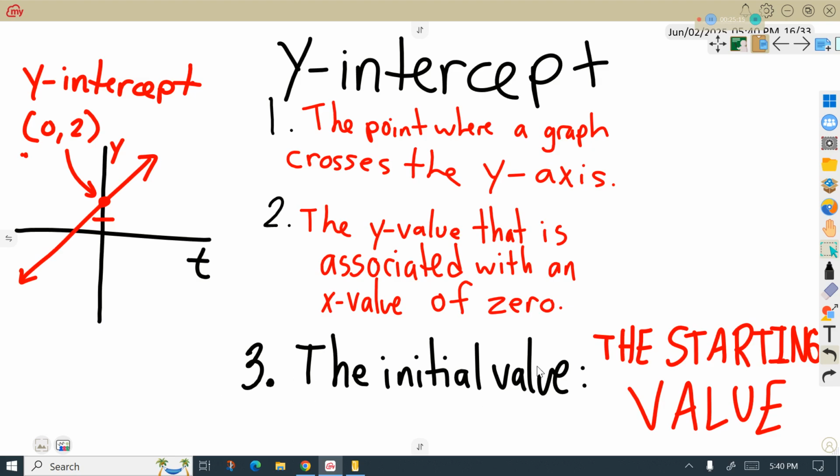We also think about this as the initial value, the starting value, because if x value is 0, well, as I told you guys, when you do math with physics, we use the x-axis to be time. And because time equals 0 would have to do with something starting, that's usually what we need. So if you see a word problem that has to do with the y-intercept, a lot of times it will be talking about the initial value or the starting value of whatever we were working with.